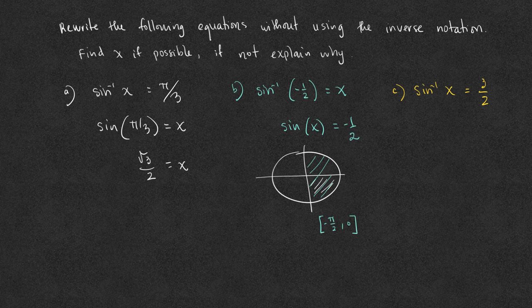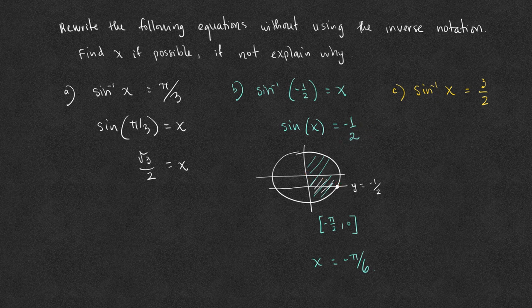Sine of x is the y coordinate, so we draw the line y equals negative 1/2, and we see from the unit circle the angle that will give us sine of that angle a value of negative 1/2 is x equals negative pi over 6. Notice that sine of pi over 6 is positive 1/2, but sine of negative pi over 6 is negative 1/2.